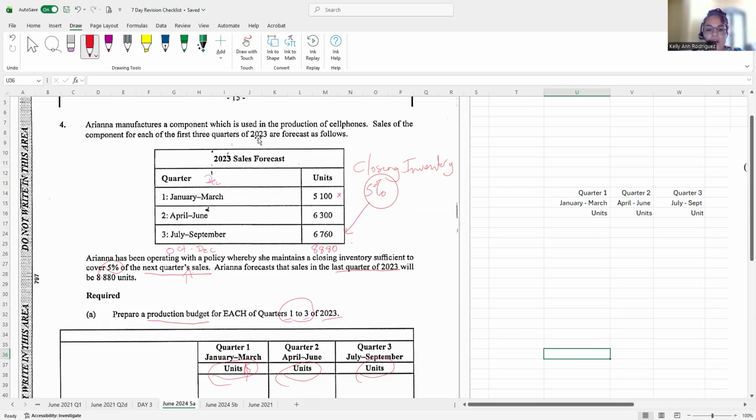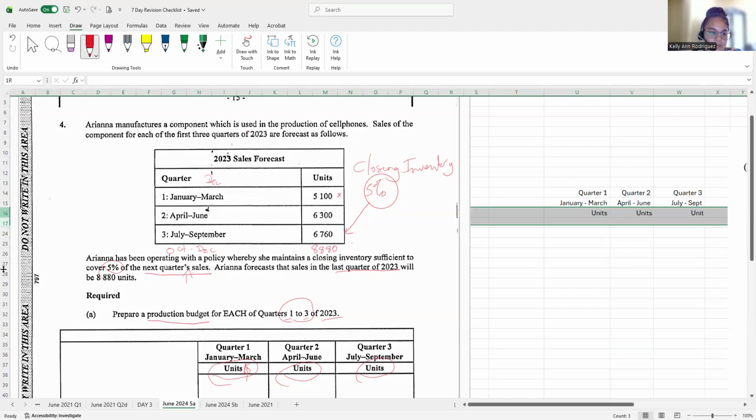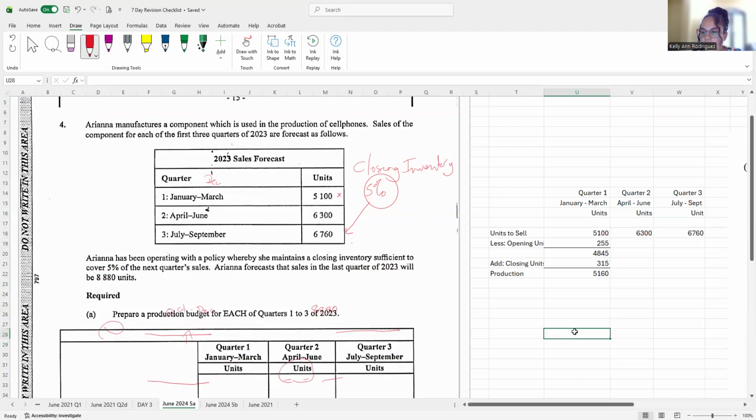So let's look at the question. What they want us to do is to check and see what will be the production. What's going to be our production for each quarter? Very simple. I created the first quarter for you all already. So what you have is the units to sell. From January to March, her sales forecast for 2023 is 5,100. So we have 5,100. From April to June, her sales is going to be 6,300. So we put in the 6,300. From July to September, her sales unit is going to be 6,760. Right?